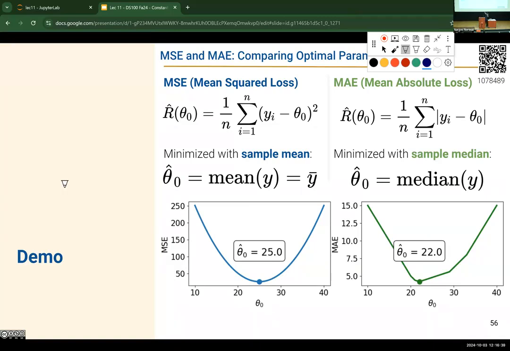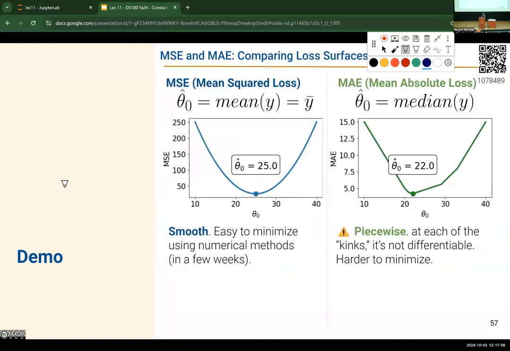Remember the loss landscape for the MSE? That was this nice curve with the optimum point being 25. And then you saw that with the MAE, we had this other function that was piecewise linear, and the optimum was at 22. So that was the difference between when we were doing the MSE versus MAE, and we arrived at different theta 0 hat values. One time the theta 0 hat was mean, one time the theta 0 hat was equal to median.